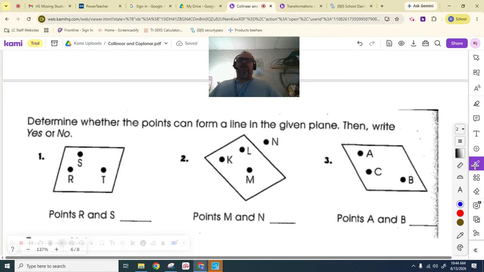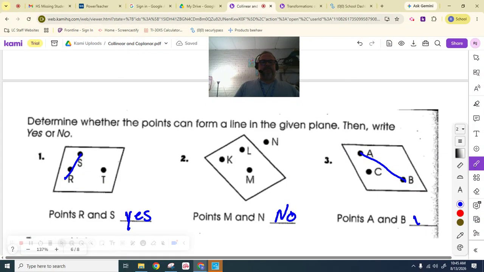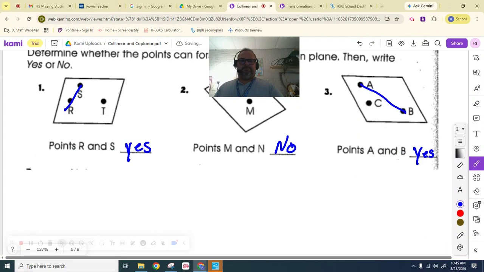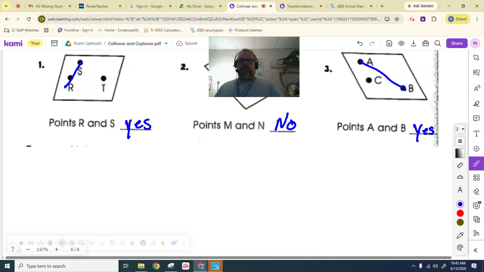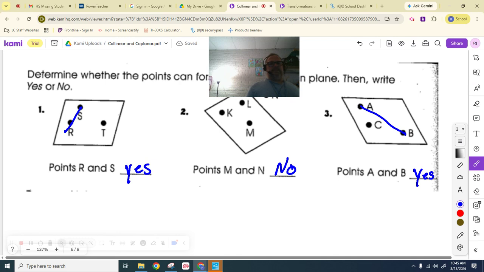All right. Can we form a line within the plane? With R and S? Yes. M and N? No, because it's outside. A and B? Yes. And that's it.